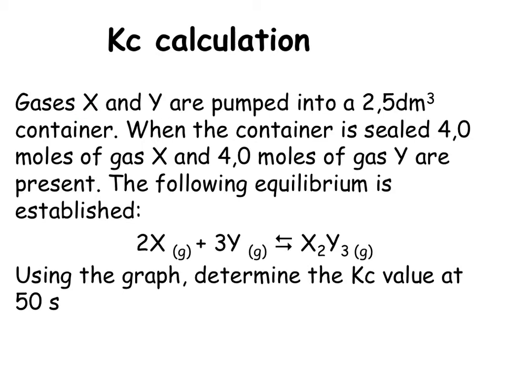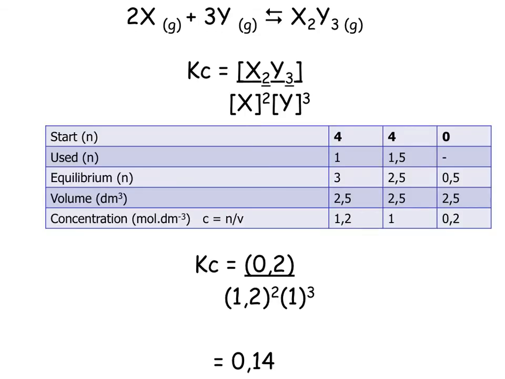So, gases X and Y are pumped into a 2,5 decimeter cube container. When the container was sealed, 4 moles of gas X and 4 moles of gas Y were present, and the following equilibrium was established. Using the graph, determine the Kc value at 50 seconds. So, if we look back at that graph, first let's get the Kc formula. It's going to be products raised to the power 1, reactants raised to 2, and 3. And we do not add them or anything. We multiply everything and divide. They are all gases, so we can include them all in Kc.